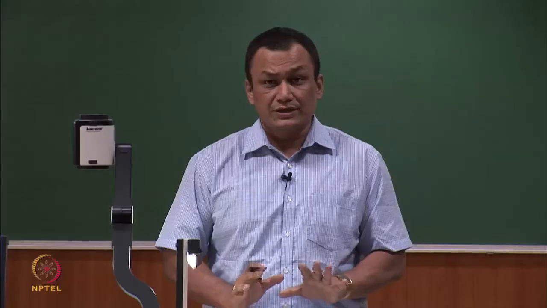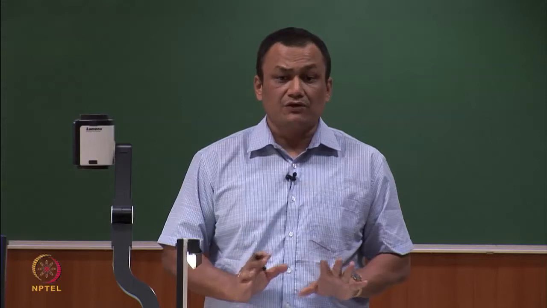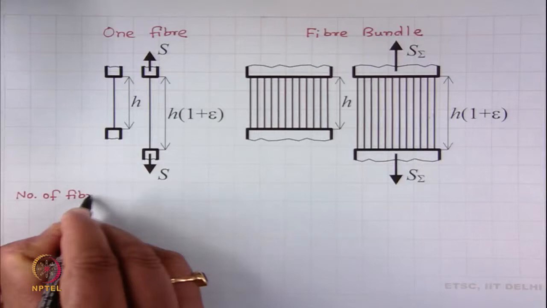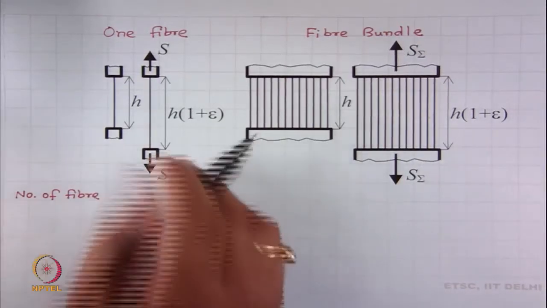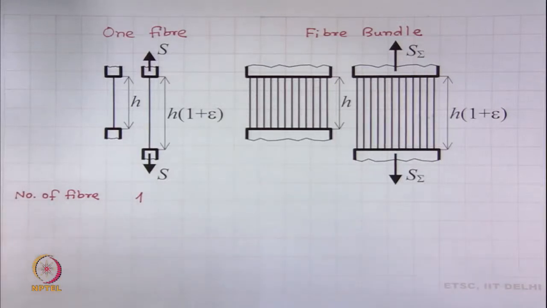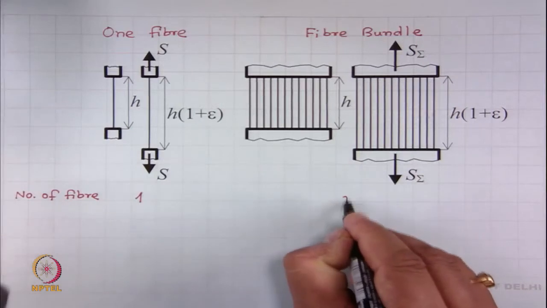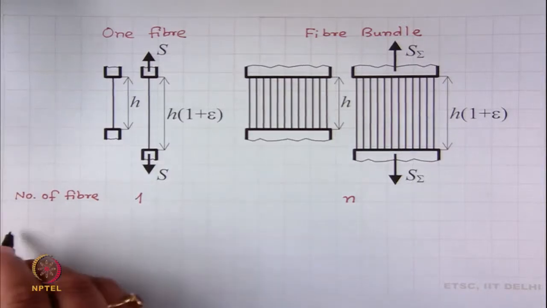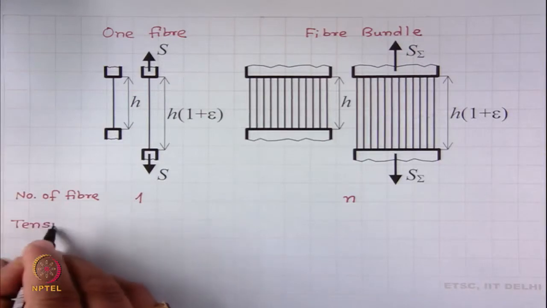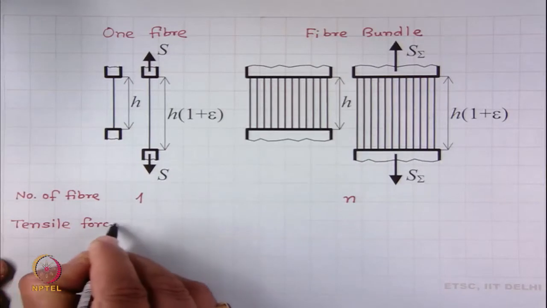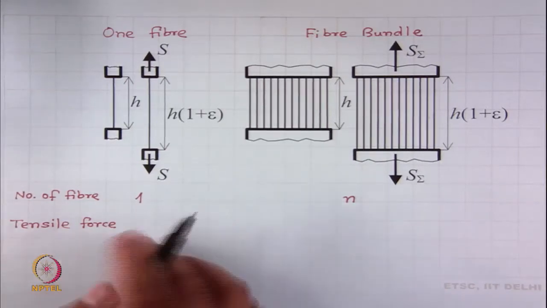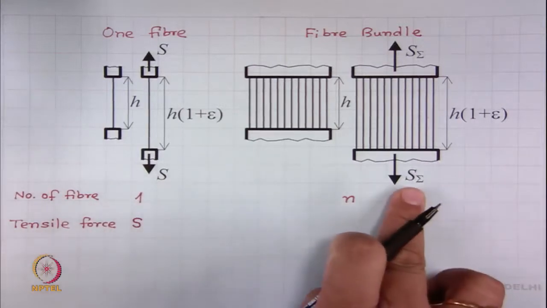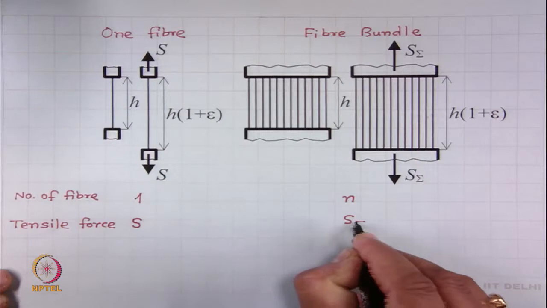Let us now analyze the situation in respect of the mechanical quantities, number of fibers first. How many fibers here do we consider? 1. So, here it is 1. How many fibers do we consider here? Say it is small n. Now, tensile force. What is the tensile force we consider here? Capital S. And what is the tensile force we consider here? Capital S subscript summation.